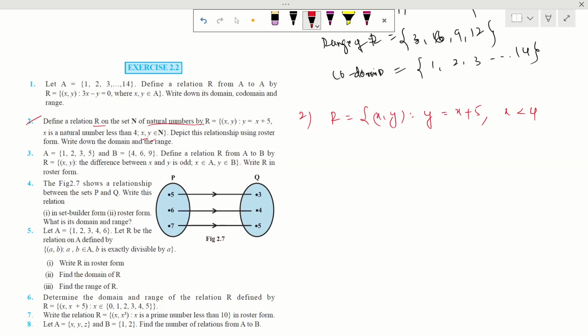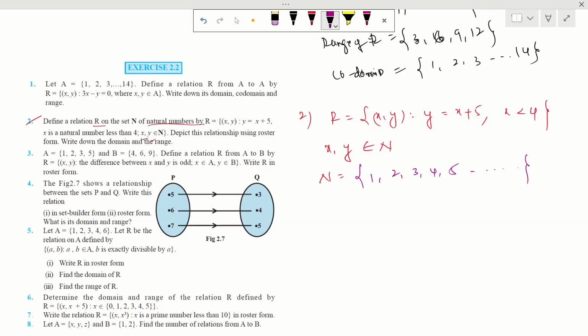Both x and y belong to the natural numbers. We know that natural numbers are 1, 2, 3, 4, 5, and so on. Okay, these are the natural numbers.